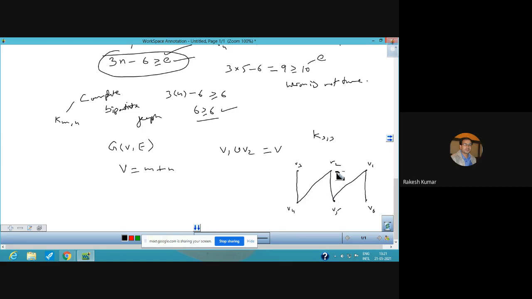Like this, and all the verses of the set V1. Now just see, in V1 we have verses V1, V2, V3, and in the set V2 we have verses V4, V5, V6. For the condition, the verses of V1 can join only with the verses of V2; they cannot join among themselves. And similar will be the condition for V2 also.